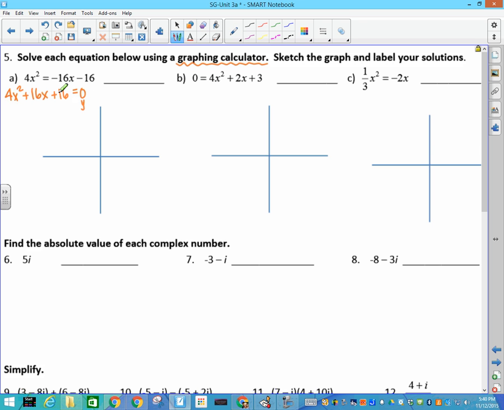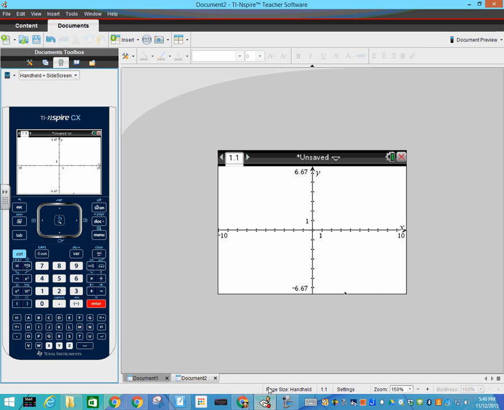So I have my Inspire program, so we can pull that up. And we got to remember that 4x squared plus 16x plus 16. So I'm going to go here, and remember you're on a graphing screen, and if you don't have your menu up here, then just hit the tab key. And I believe we said that was 4x squared plus 16x plus 16. And when you hit enter, that graphs your equation.